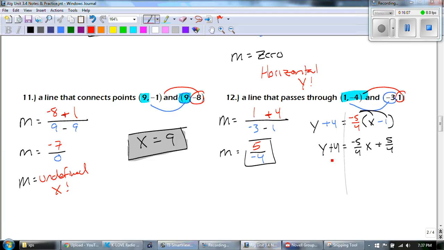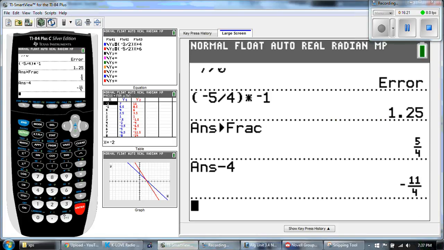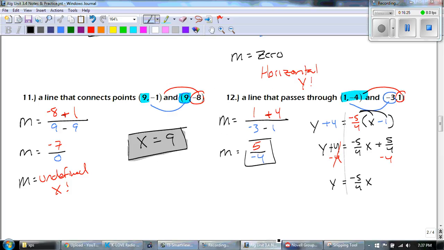But then we have to get the y by itself. So to get the y by itself, we have to subtract 4 from both sides. And then we get that y equals -5/4x. I'm going to take that number. I'm going to subtract 4. And it left it as a fraction for me. So wasn't that nice? So -11/4. All right, and the y is by itself, so there we go.